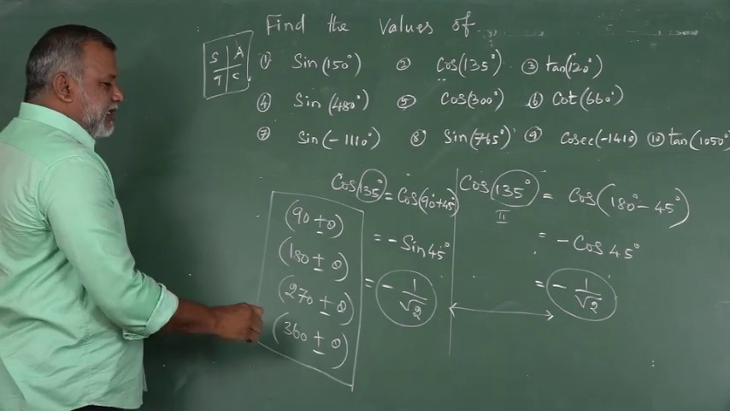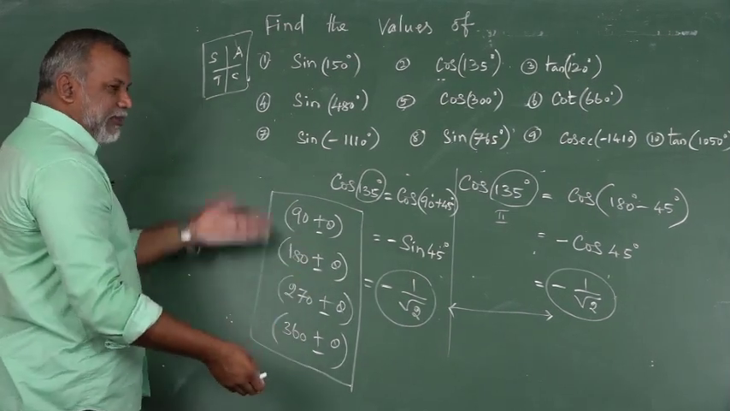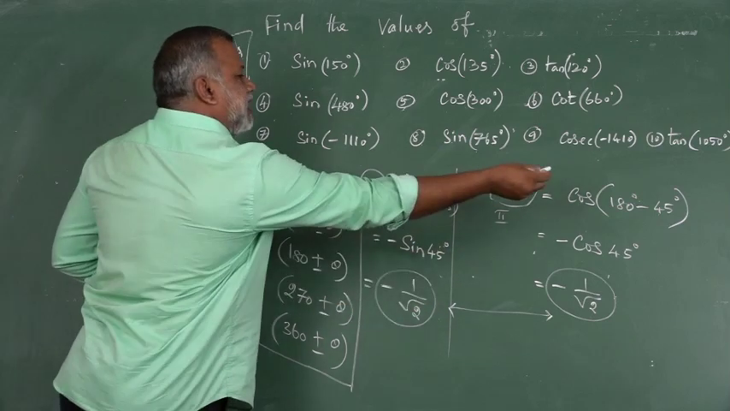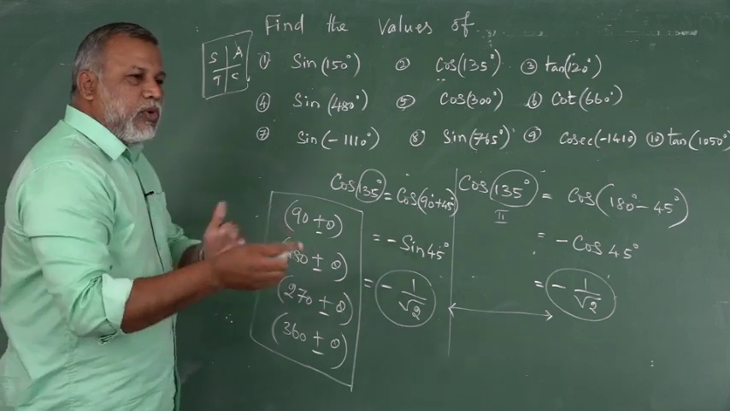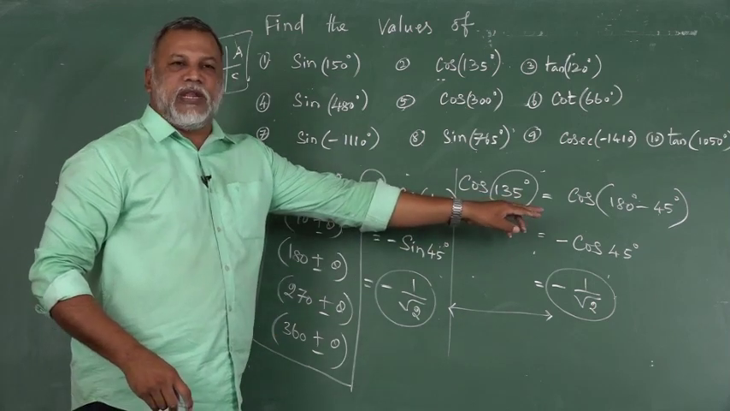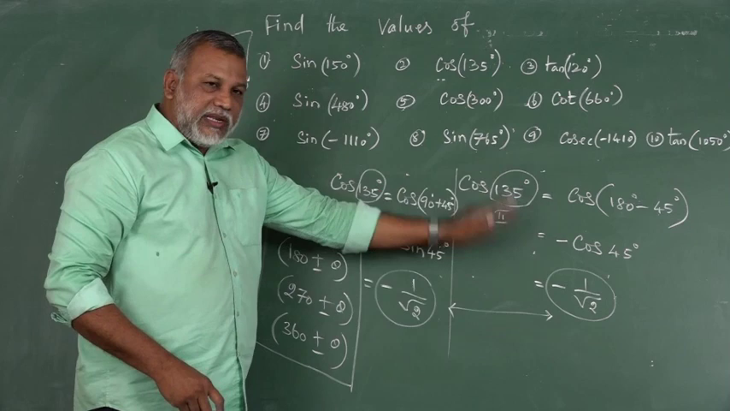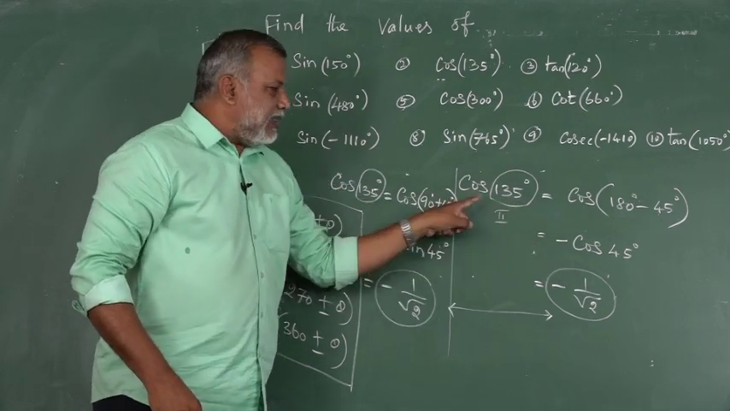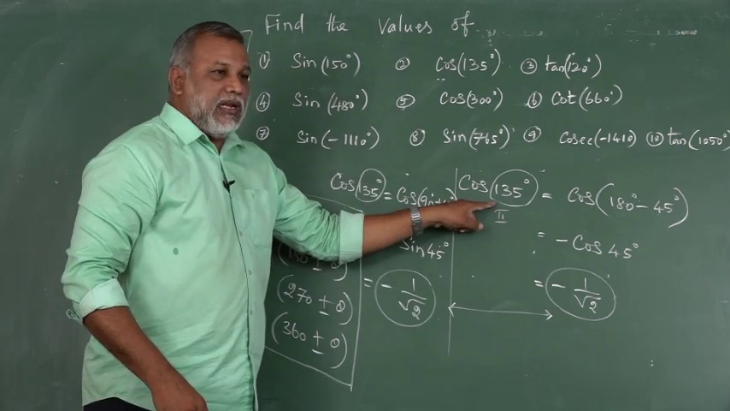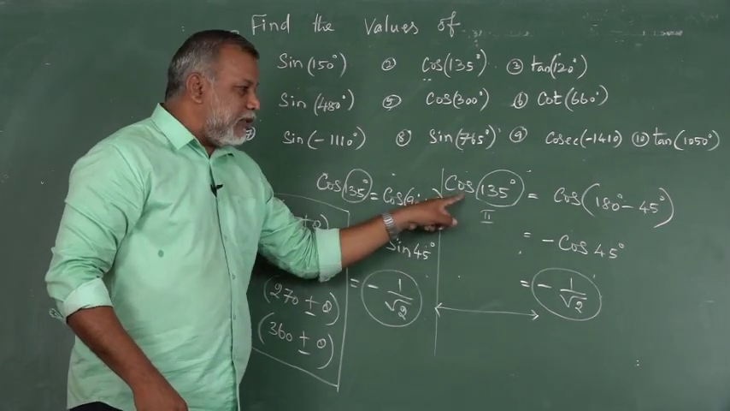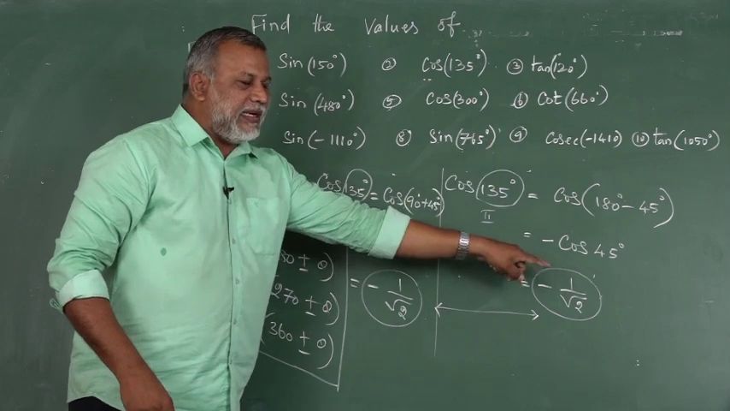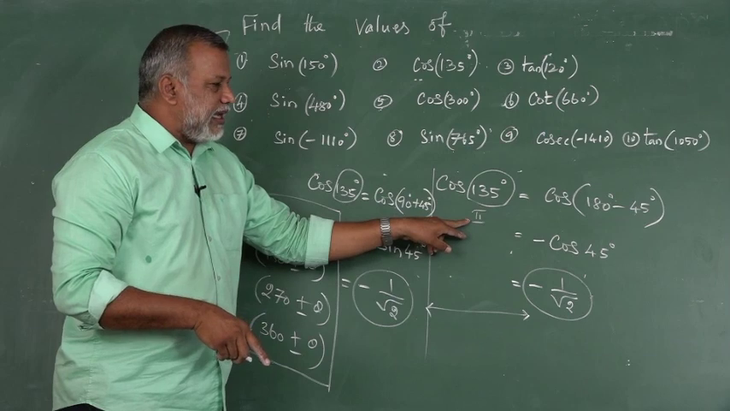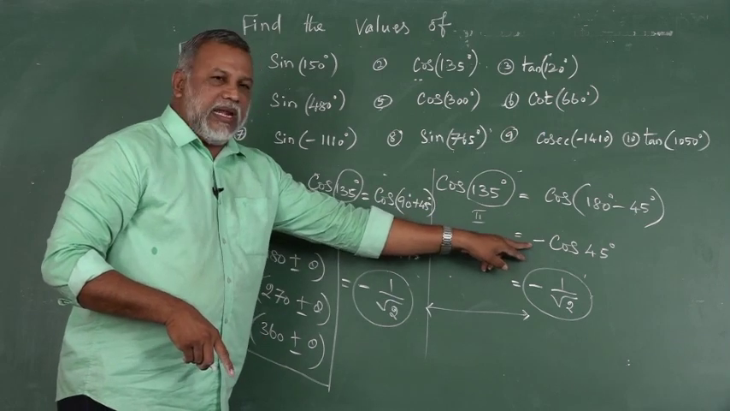In these 4 formations, you can use any one method. Suppose, see here, 90 plus 45 or 180 minus 45. Which is more convenient? 180 minus 45 is more convenient. For what reason? You are going to apply the same function. Then think about which quadrant the given angle lies in. Think about the given angle, not the resultant. The given angle 135 lies in the second quadrant, therefore it will take negative.